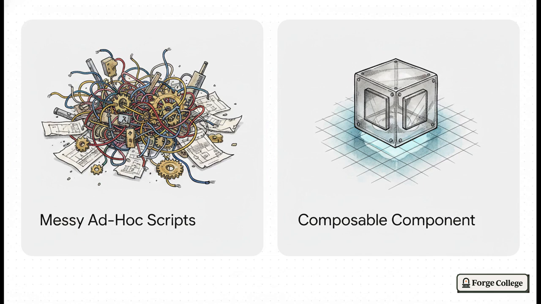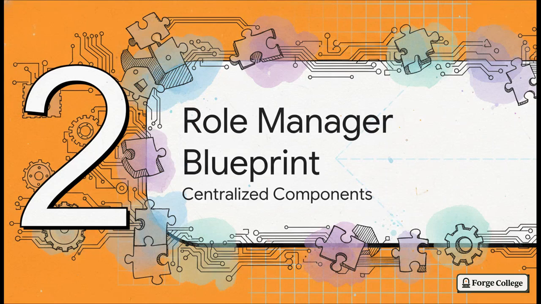But right now, they're kind of just scattered pieces sitting on a messy workbench. You know, it's a bit like a toddler's Lego pile. To actually build advanced Web3 architectures, we have to take those pieces and evolve them into a tightly packaged, reusable, and totally composable component. Which brings us to section 2, the role manager blueprint.